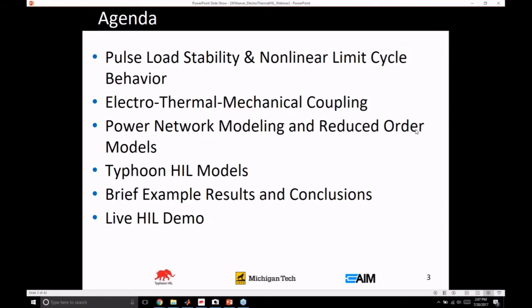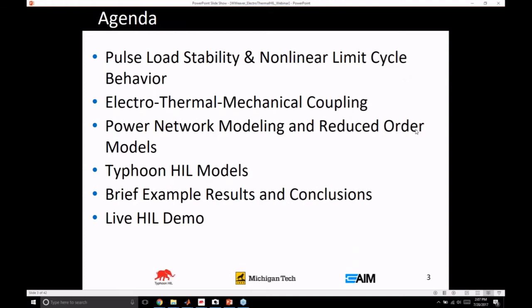Okay. So the agenda for today: I want to introduce this pulse load stability, for which I have a paper currently published that I'll give you a reference to. Then start looking at the electrothermal mechanical coupling, and talk about some of the reduced order modeling and the reasons behind moving to reduced order models, at least in the first step, to get started with this work.